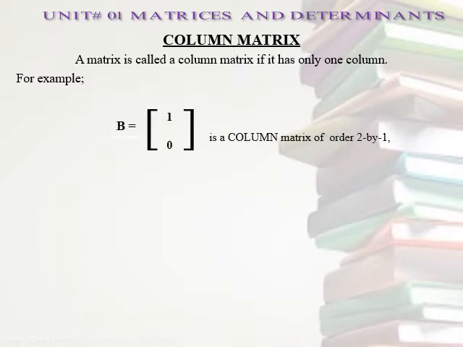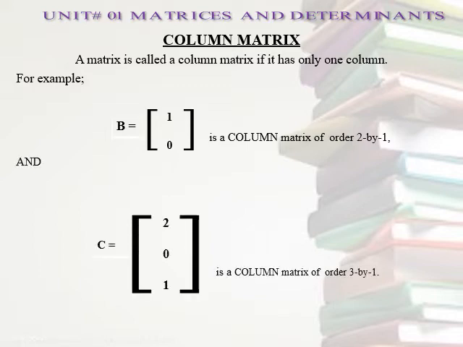This B matrix has only one column. That is why we call it a column matrix. In a column matrix, the number of rows may be more than 1, but there should be only one column. And here, matrix B is of order 2 by 1. And matrix C is a column matrix of order 3 by 1 as it has only one column.